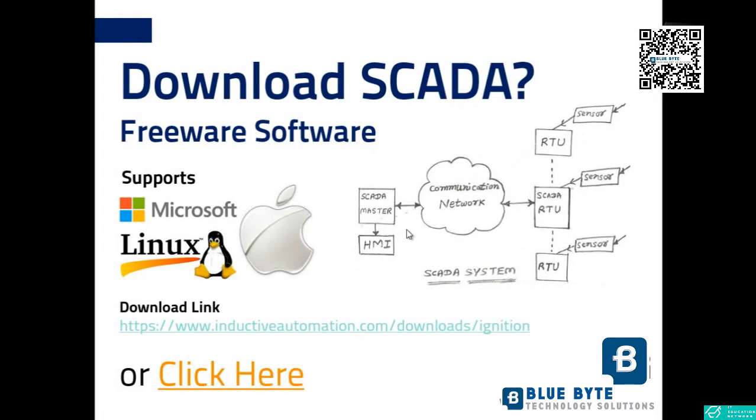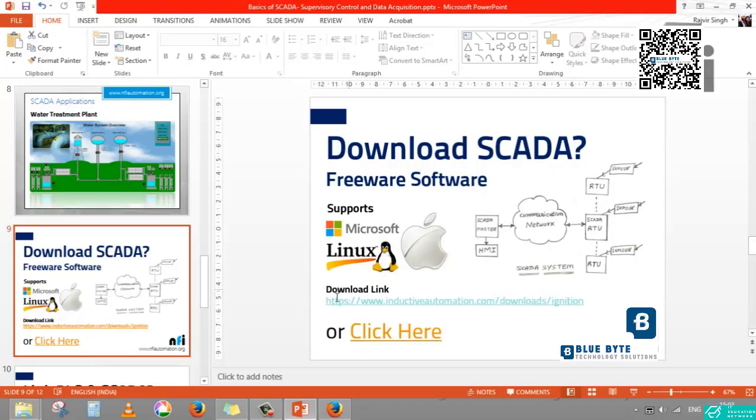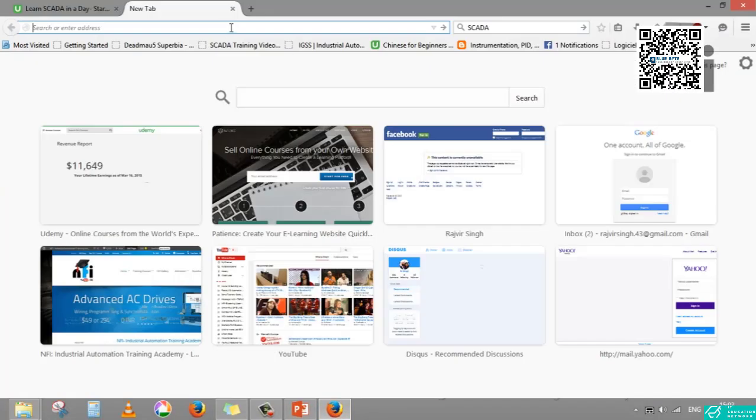Now let's see how we can download the SCADA software in the computer. The good news is it's an open source software. It's a freeware software, so you can install that in your computer and it can be done in just 3 minutes. For that there's a link, inductiveautomation.com. So let's go to this link and see how you can download that.